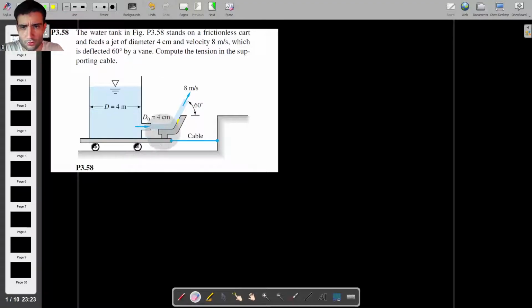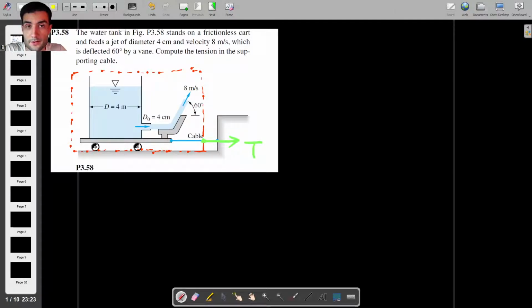And the easiest way to do this is, of course, to draw a control volume. The easiest way to draw the control volume is to include the entire tank, and then you would cut through the cable like this. By doing that, you can now draw all the forces acting on the control volume. In this case, the only force that's relevant is the tension, which is acting through the cable and it's pointing to the right.